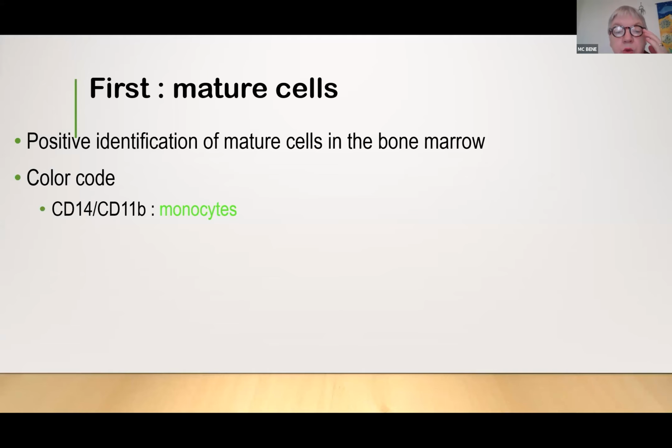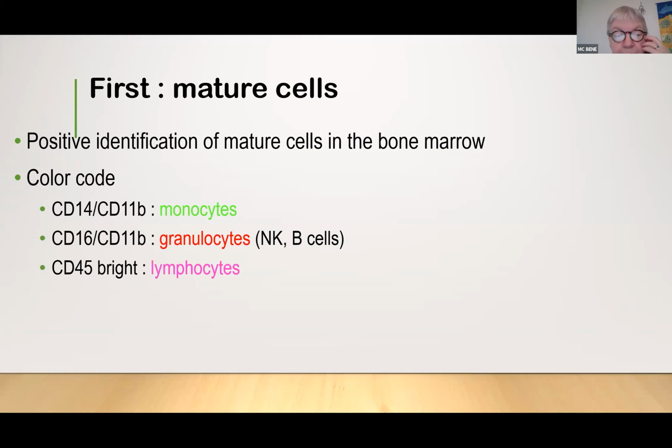We decided that a good way to identify monocytes was CD14 and CD11b, and to color them in green. A good way to see granulocytes, which we put in red, was to use CD16 and CD11b, which also allows us to look for NK cells and B cells, but we also use side scatter to see the granulocytes. And as you know, CD45 is especially bright with a low side scatter for lymphocytes, and we put them in magenta.